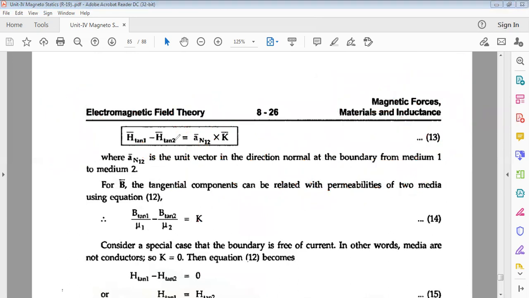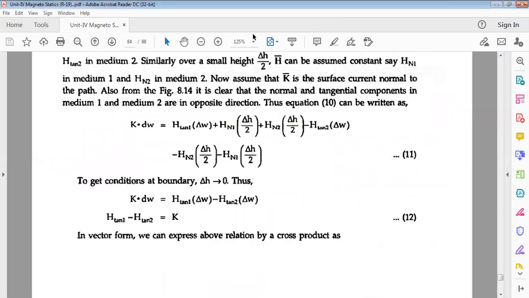H tan 1 minus H tan 2 is equal to a_n bar cross K bar, in the vector format. If it is in the normal components, scalar terms, H tan 1 minus H tan 2 is equal to K. In a vector form, we can express the above relation by a cross product. This is only the scalar, my dear students: H tan 1 minus H tan 2 is equal to K.